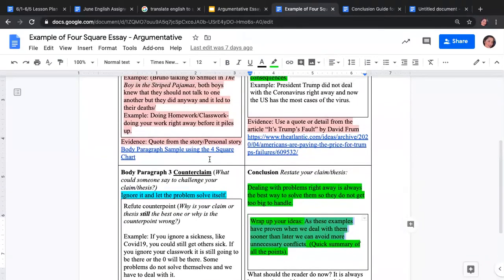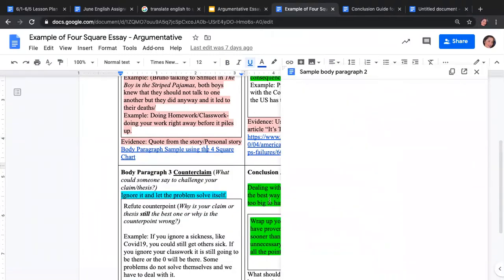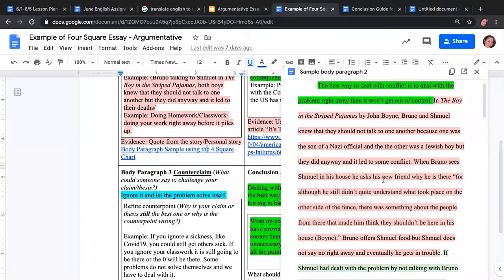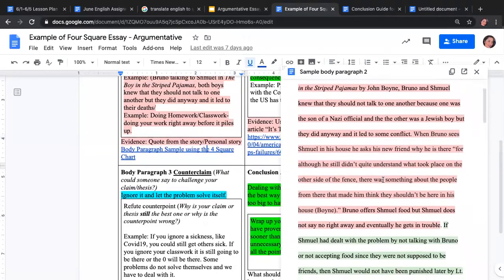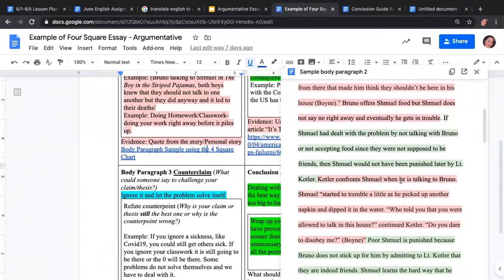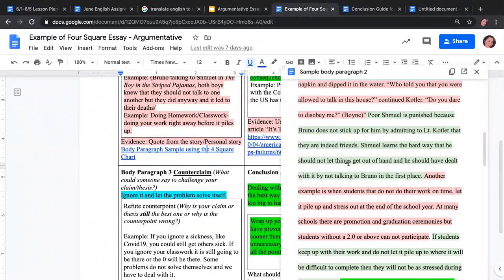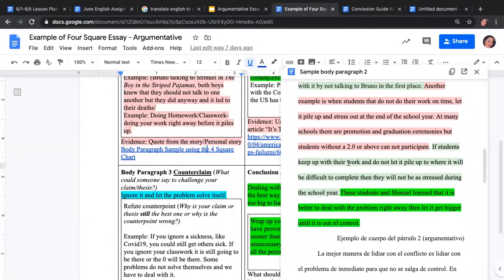So let me take a look at my body paragraph so I can get ideas from the body paragraph for my conclusion. Okay, so here's my body paragraph. And there's my topic sentence. Here's my evidence in pink. Here's more support evidence. Let me focus down here. If students keep up with their work and do not let it pile up to where it will be difficult to complete, then they will not be stressed during the school year. These students in Schmo learn that it is better to deal with the problem right away than let it get bigger until it's out of control.